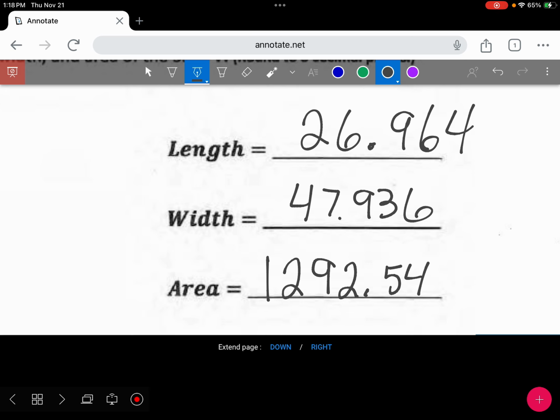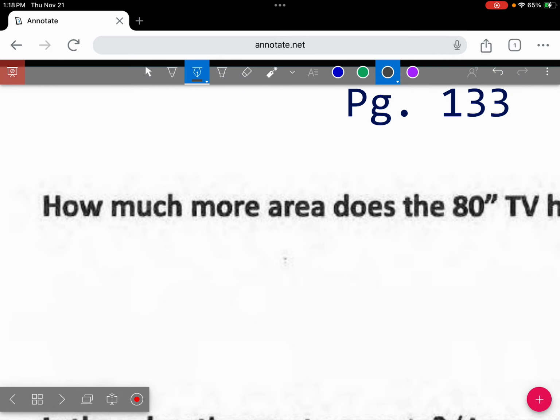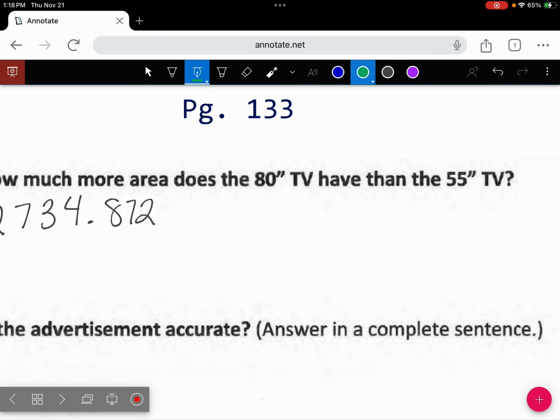So then what we're doing is we're going to compare those two areas. We're going to see if this advertisement is right. Does the 80-inch TV have more than double the area of the 55? So our 80-inch TV, it's written at the top of the page there, 2,734.872. And we're looking at the difference between it and our 55-inch TV. So that one we just found. So we're going to find the difference.